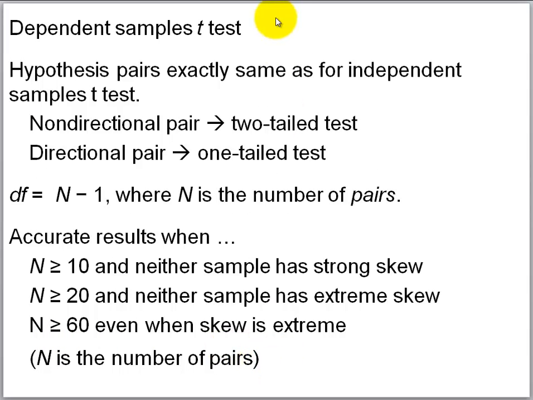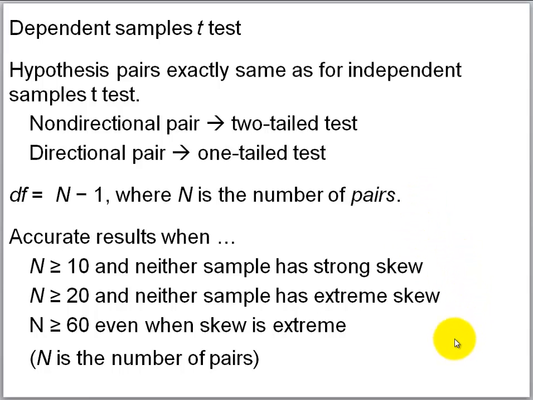Now, the hypothesis pairs for the dependent samples t-test are exactly the same as those for the independent samples t-test. And with the non-directional pair, you have a two-tailed test. With the directional pair, the test is one-tailed. Degrees of freedom equal n minus 1, where n conveys the number of pairs.